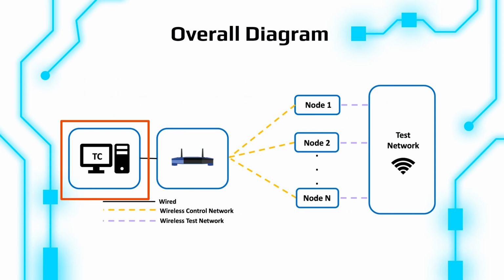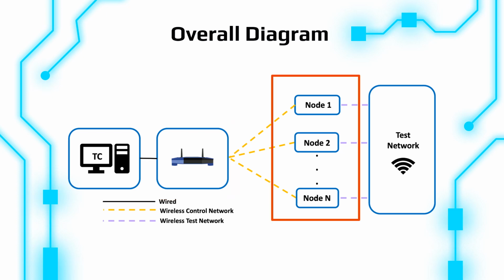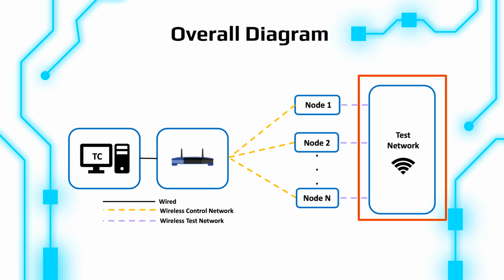Here we have the testbed controller all the way on the left, which is connected by Ethernet to the Wi-Fi router, and through there we can connect to all the nodes. As I said before, we have a very modular design, so we can go from node 1 to node n, and through here the nodes are connected to whatever test network we're trying to analyze.